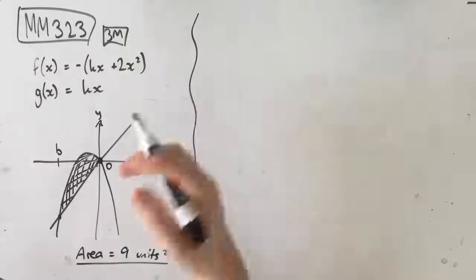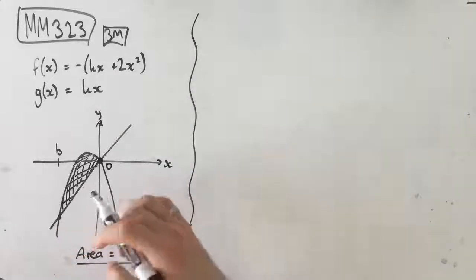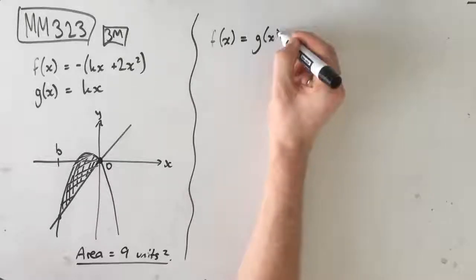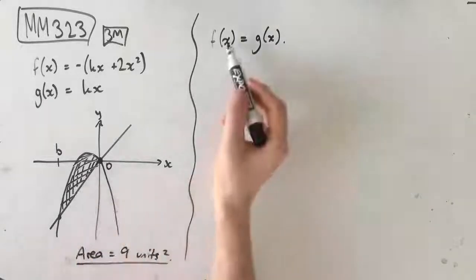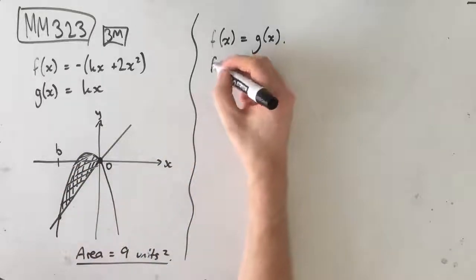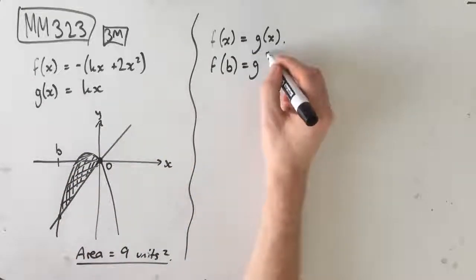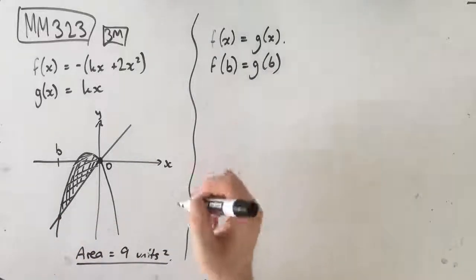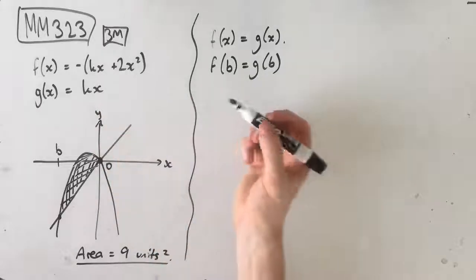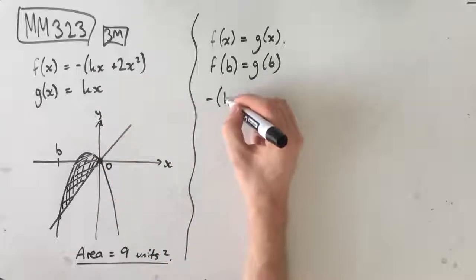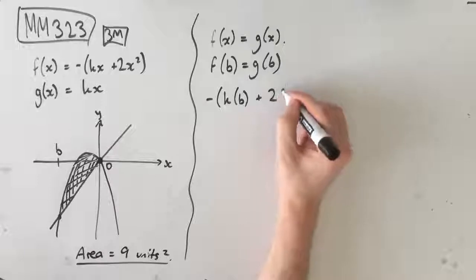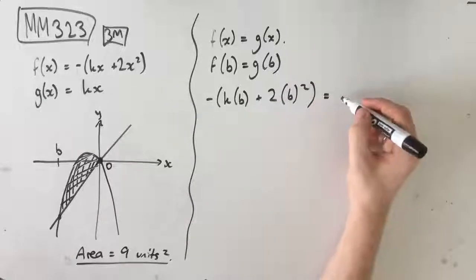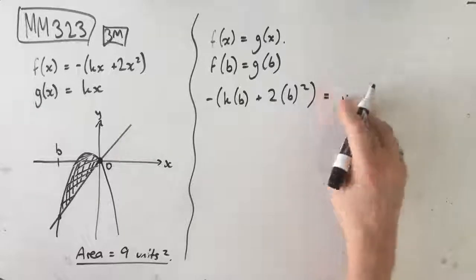So when functions intersect, that means that they equal each other, right? Which means that f of x equals g of x. But we know that this x value is actually b, which means that f of b is equal to g of b, okay? Because it intersects at x equals b. Now f of b is simply f of x with b subbed in as x, which means that we get negative k times b plus 2 outside of b squared equals bk, or kb.